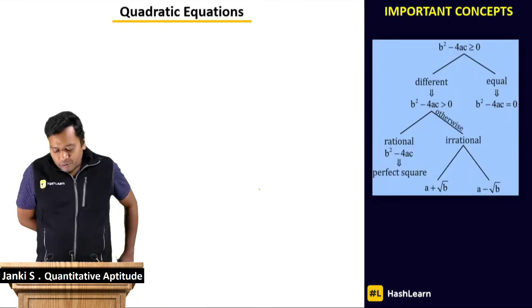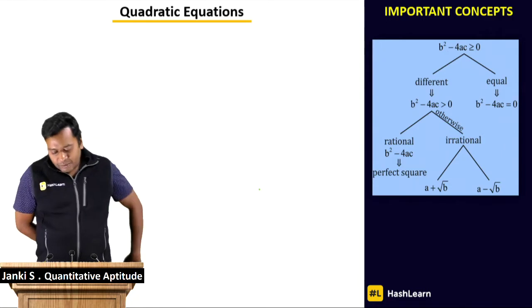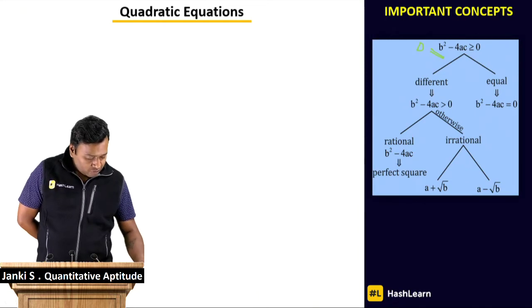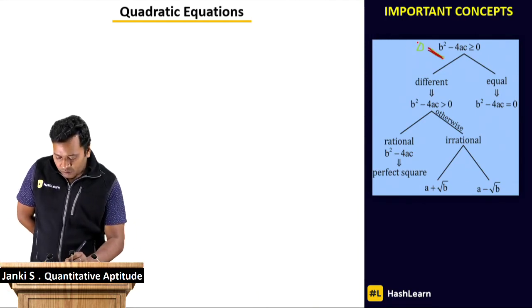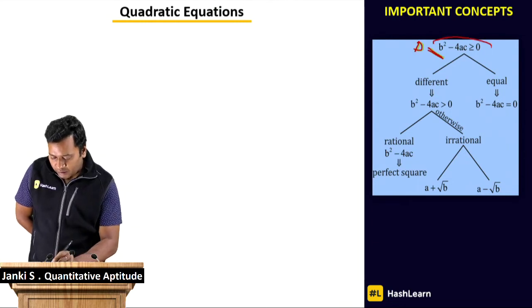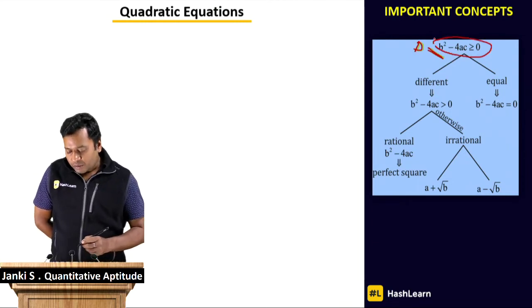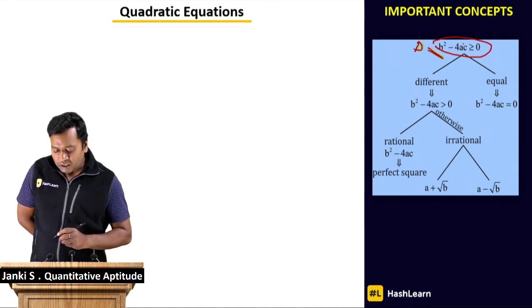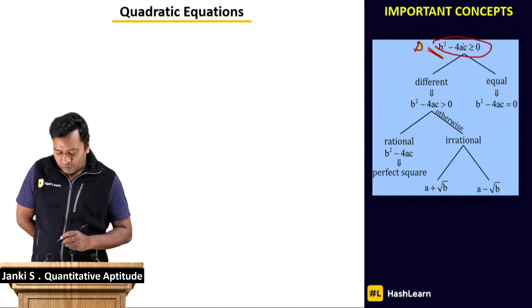So I describe it here. You can see that I have described it here: if D value, this is D in this case, so I'll mark this one with a red color. So this value is D here, right? This value is D, b square minus 4ac, right? So if b square minus 4ac is greater than or equal to 0, right?